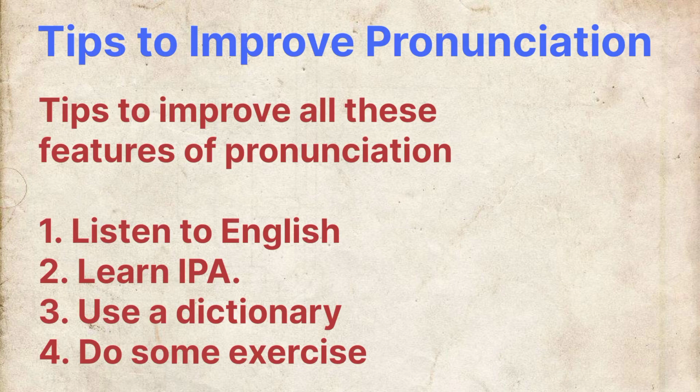Tips to improve all these features of pronunciation. 1. Listen to English conversations of native speakers. 2. Learn the International Phonetic Alphabet, which teaches you how to produce word sounds. 3. Use an English dictionary which transcribes words. 4. Practice saying words correctly, which is the way of training your mouth muscles.